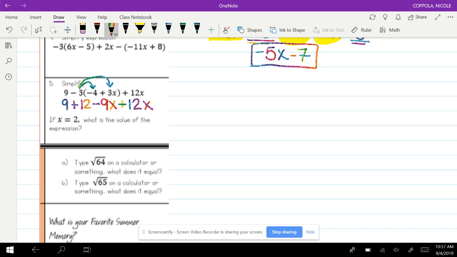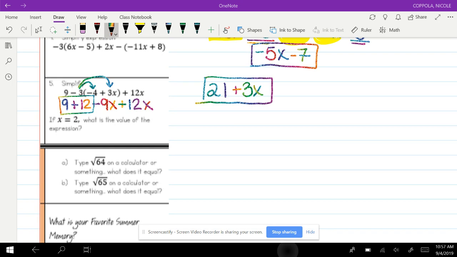Okay, so last but not least, I've got to combine like terms, which is convenient because 9 plus 12, they're right next to each other. 9 plus 12 is 21. Negative 9 plus 12 is plus 3. And then I still have that x. So now it's been simplified.